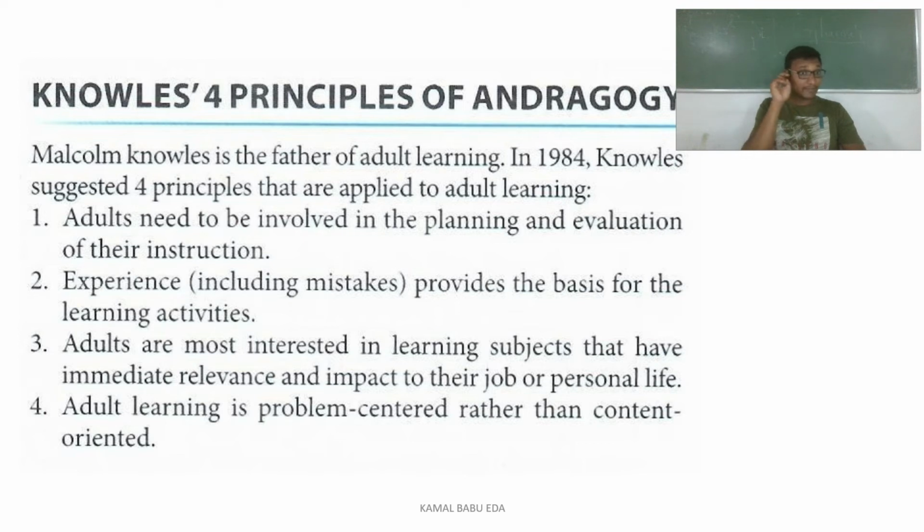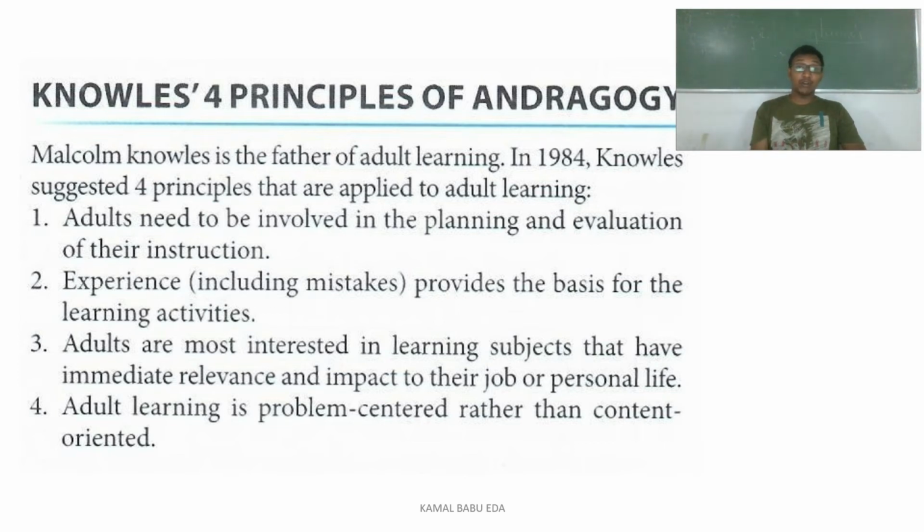The first principle is adults need to be involved in the planning and evaluation of their instruction. The second principle is experience provides the basis for the learning activities. The third is adults are most interested in learning subjects that have immediate relevance and impact on their job or personal life. And the fourth principle is adult learning is problem-centered rather than content-oriented. I'll explain the first principle.